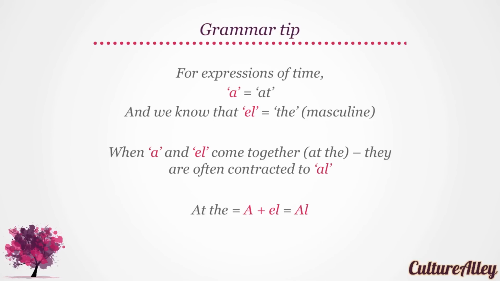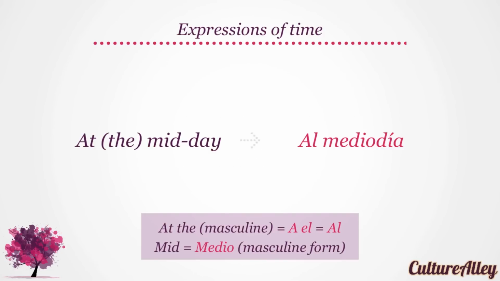And we know that el is the in masculine form. Now when a and el come together, that is in at the, they are often contracted to al. Look at this again. At the is a, plus el, which gets contracted to al. Hence, at the, where the is in masculine form, translates to al. Good. So let's try the translation for at the midday. At the midday becomes al mediodía.